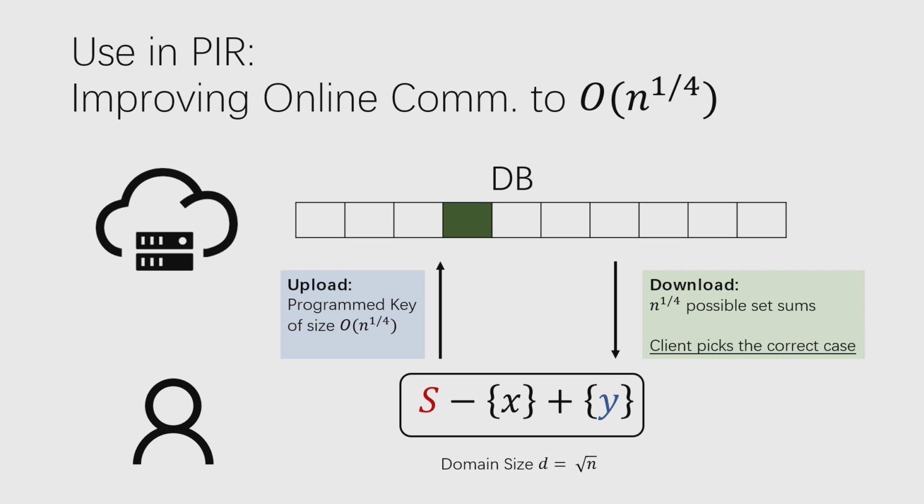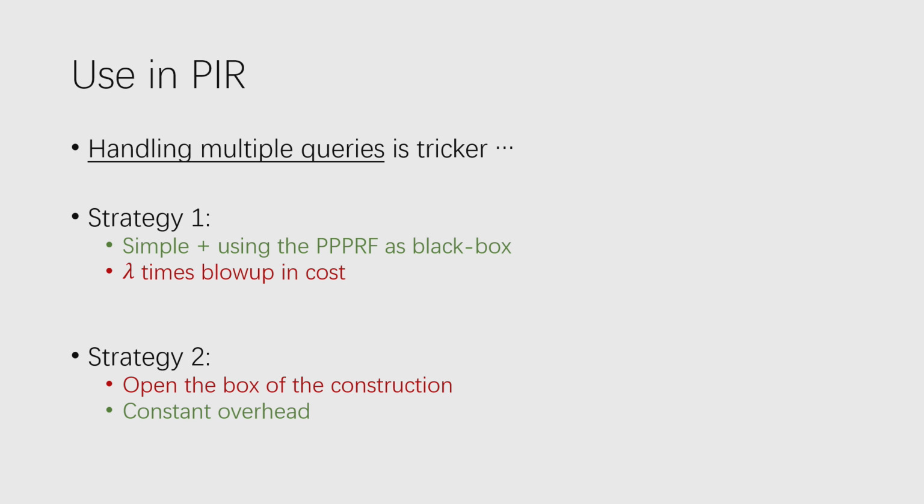So how do we use that in our PIR? By simply replacing the upload with our program key. We are basically using a PRF to generate a random set over a domain of size sqrt(n). So we just use a program key of size n to the 1/4, that's sqrt(sqrt n). We upload this program key to the server. The server computes all the possible cases and returns n to the 1/4 possible set sums to the client, and the client can pick the right case. Essentially, that's the core idea.